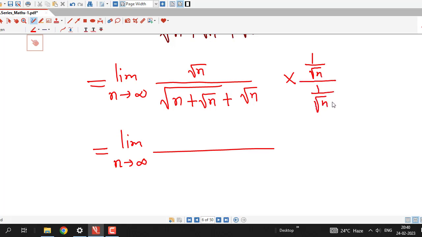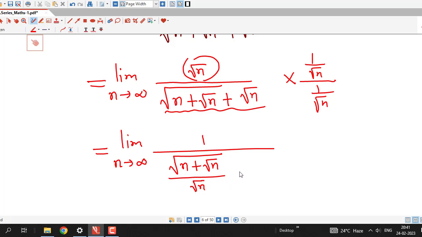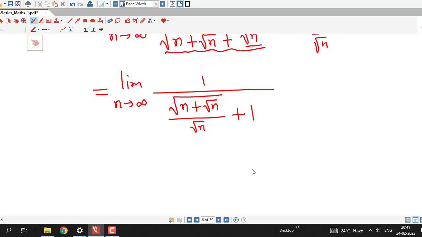Okay, I am multiplying by 1 over square root of n and 1 over square root of n, numerator and denominator. So this into 1 over square root of n, that is 1, and here this quantity divided by square root of n. Therefore we have this type of quantity here, n plus square root of n divided by square root of n plus square root of n divided by square root of n, that is 1. Now we again simplify here.